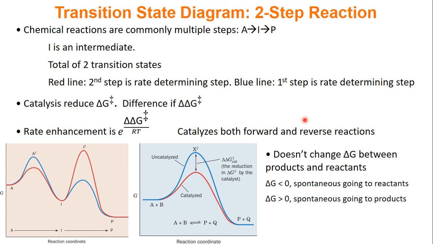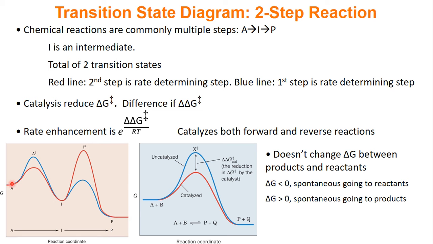Now we can have more complicated transition state diagrams, and what I'm showing here is a reaction that takes 2 steps. Now we have 2 activation barriers. Whatever activation barrier has the higher energy of delta G double dagger will be your slowest step. And for our red line, the slowest step is the second step.